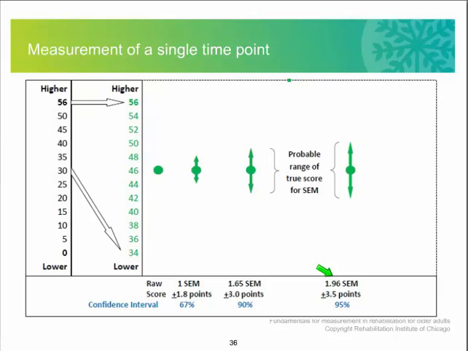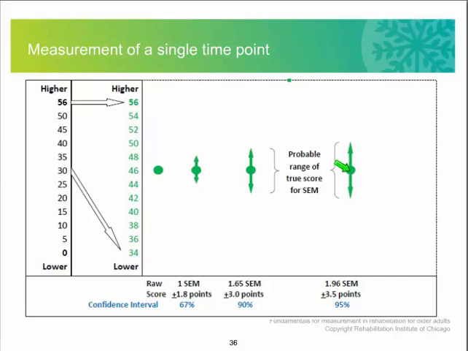Graphically, we can represent the standard error of measurement with error bars above and below the point for the observed score. For an observed score of 46, the true score will fall between 42.5 points and 49.5 points 95% of the time.